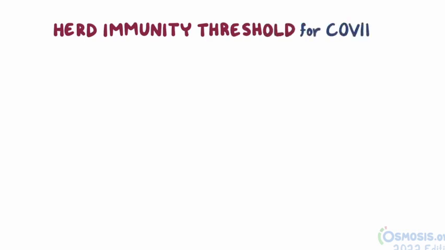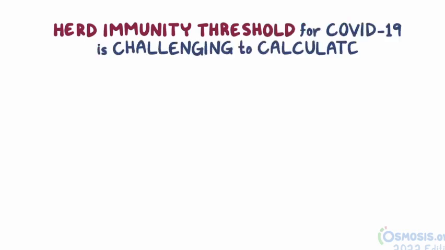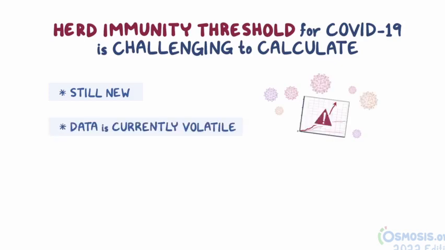But the fact is that a herd immunity threshold for COVID-19 is fairly challenging to calculate because the disease is still relatively new and COVID-19 data is currently volatile. For example, early on in the outbreak, it was hard to track down true positive cases because COVID-19 testing was unreliable. Another issue relates to the wide variances of R0 values between geographical locations.